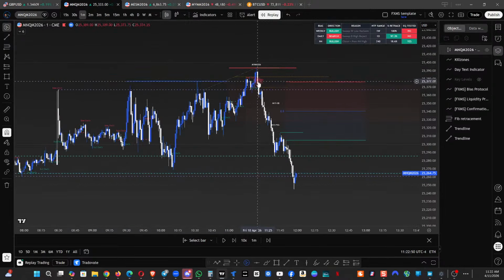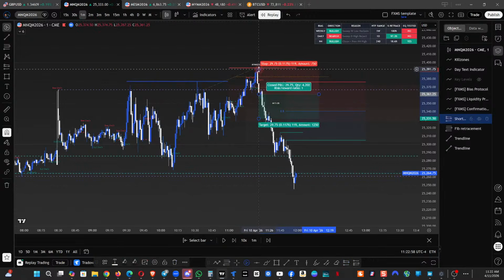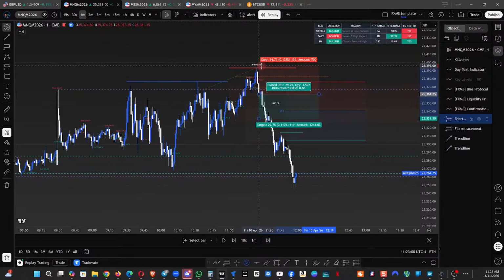So now look, see how close this is. See this change of character, how close it is to the sweep. In these cases here, right, if you take it right off of the change of character, your stop isn't going to be that big, right? It's going to be about 30, 35.